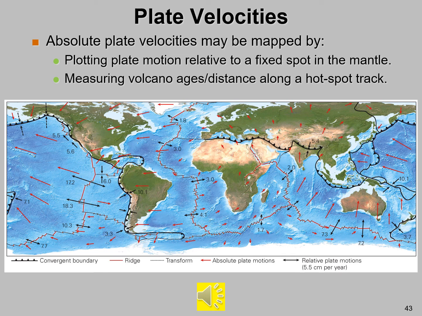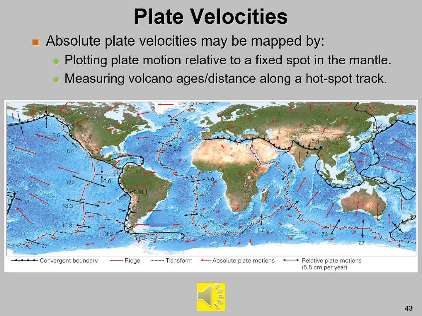In this image, we see relative and absolute plate velocities. The black arrows show the rate and direction at which the plate on one side of the boundary is moving with respect to the plate on the other side. Outward pointing arrows indicate divergent boundaries, inward pointing arrows indicate subduction or convergent boundaries, and parallel arrows show transform motion. The length of an arrow represents the velocity. The red arrow shows the velocity of the plates with respect to a fixed point in the mantle.